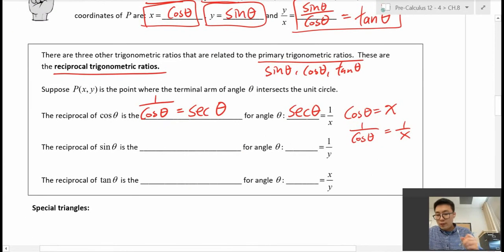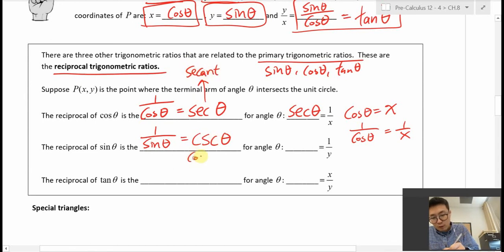Similarly, for sine theta, the reciprocal is 1 over sine theta. Again, we have a special name for this. This is called cosecant theta, CSC. This one is secant, and this one is cosecant, but we write it CSC for short. So cosecant theta is equal to 1 over y.